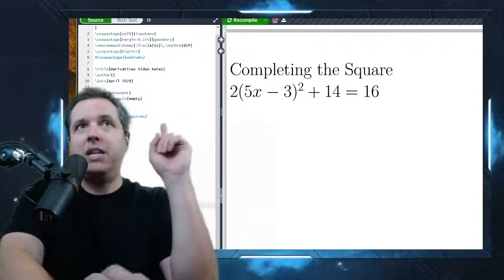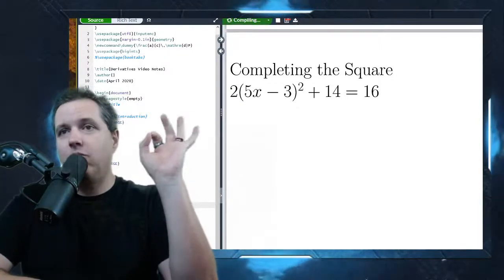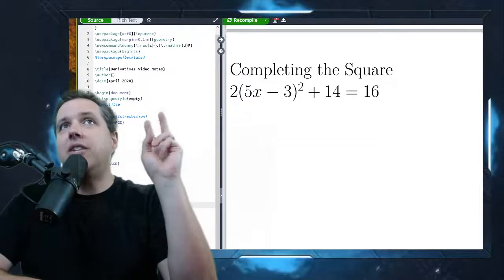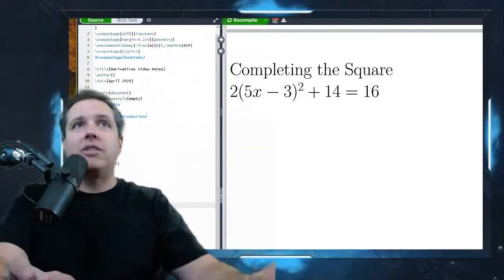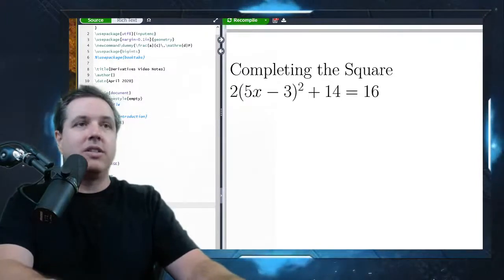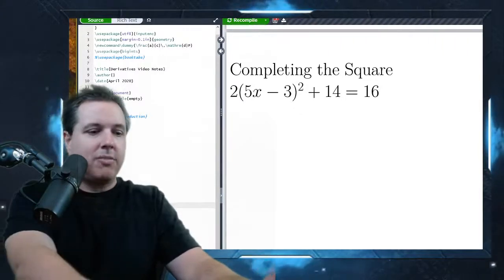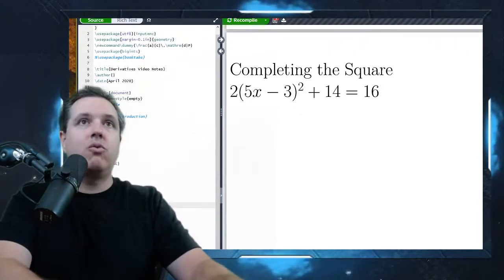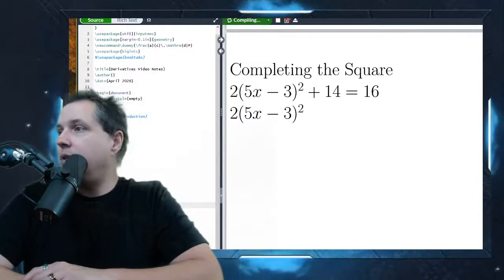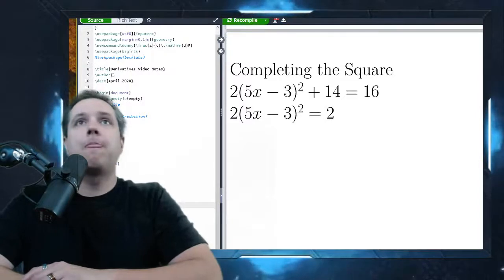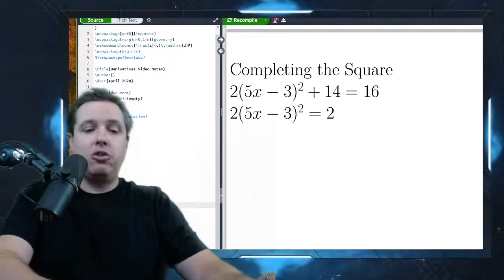Okay, so let's get to work. So first step, we need to get 0 on one side of the equals. Sorry. Wrong procedure. We need to get the part that's being squared isolated on one side of the equal sign. So, okay, let's take care of that 14. So this next line is going to be 2 times 5x minus 3 quantity squared equals 2, right? Because I subtracted 14 from both sides. Okay, so we get this. Now I'm going to divide both sides by 2.